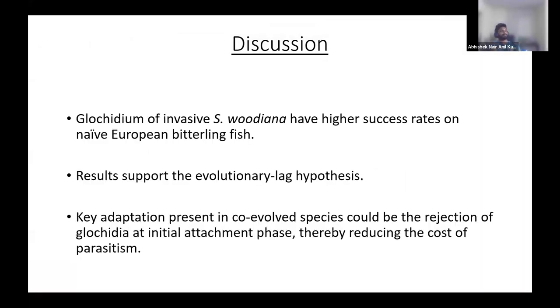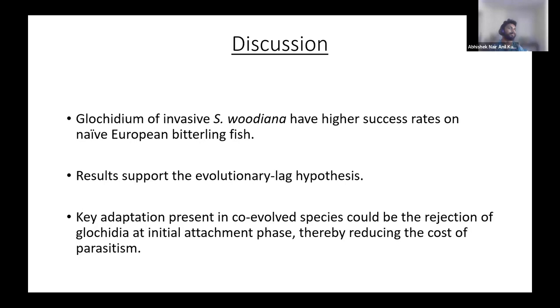For discussion, as I pointed out earlier, glochidia of invasive Sinanodonta woodiana have higher success rates on naive European bitterling fish, and this supports the evolutionary lag hypothesis, where the invasive species is taking advantage of the naive European bitterling fish, even though bitterling fish are generally quite poor hosts and can reject glochidia from their native mussels that they have sympatry with, European species of mussels. But here there seems to be an evolutionary lag, and woodiana seems to be taking advantage of it.